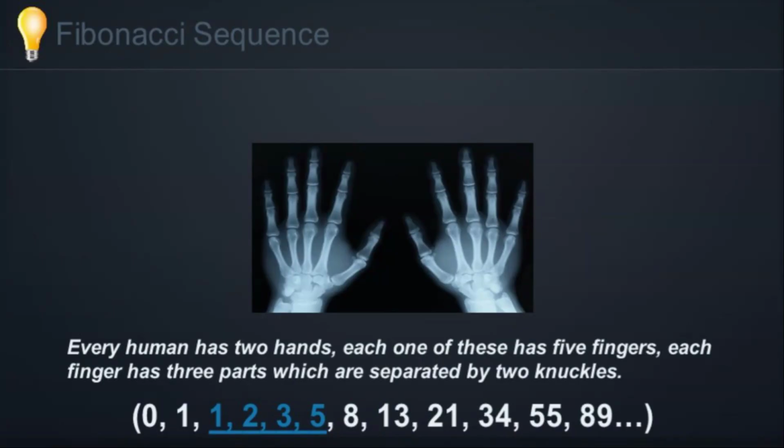Maybe as you are looking at it like this, it doesn't make sense. So let me explain it to you. You say every human has two hands, right? Two is in the Fibonacci sequence. The human being is one person, one is in the Fibonacci sequence, right? Each one of these hands has 5 fingers. Now, each finger has 3 parts. Right? And each of these 3 parts are separated by 2 knuckles. Which one you want to argue?